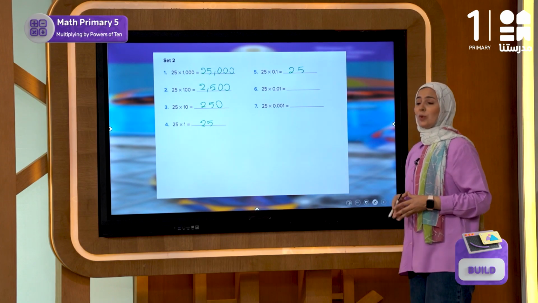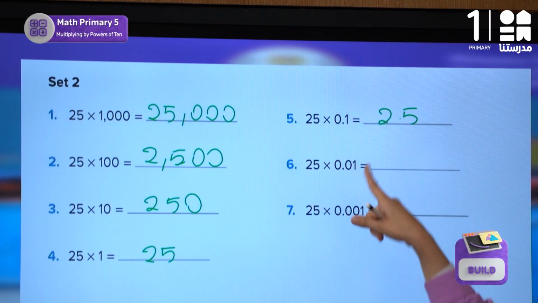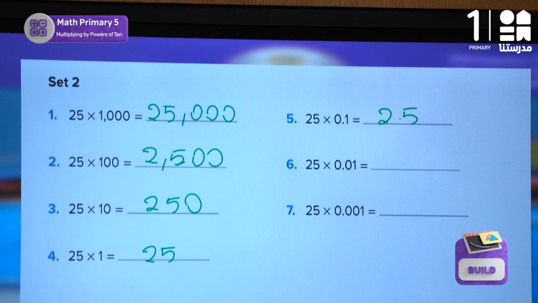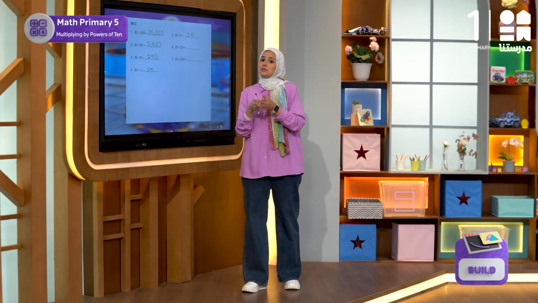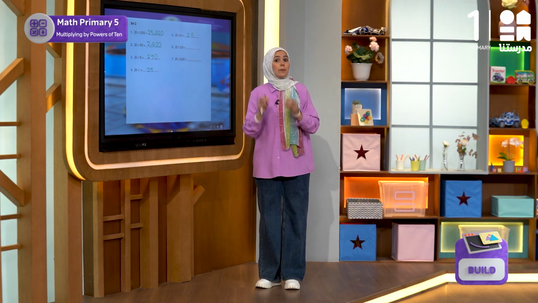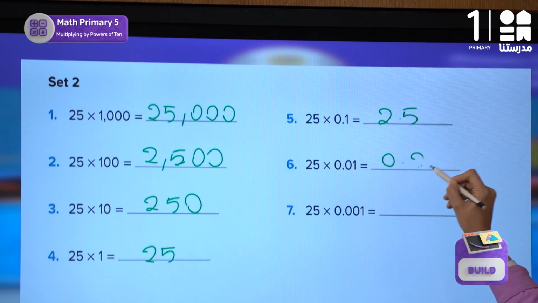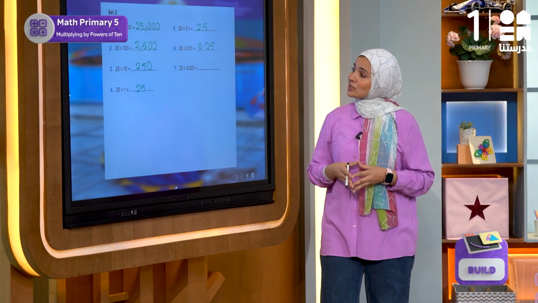In problem 6, what do we have? We want to multiply 25 by 100. In the same way, or in the same pattern, we will get 25 hundredths. When we want to write the number in the standard form, it will be 0.25.